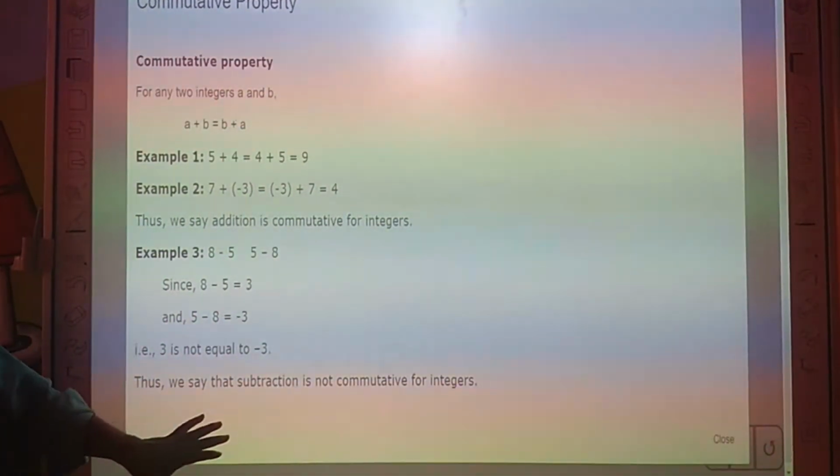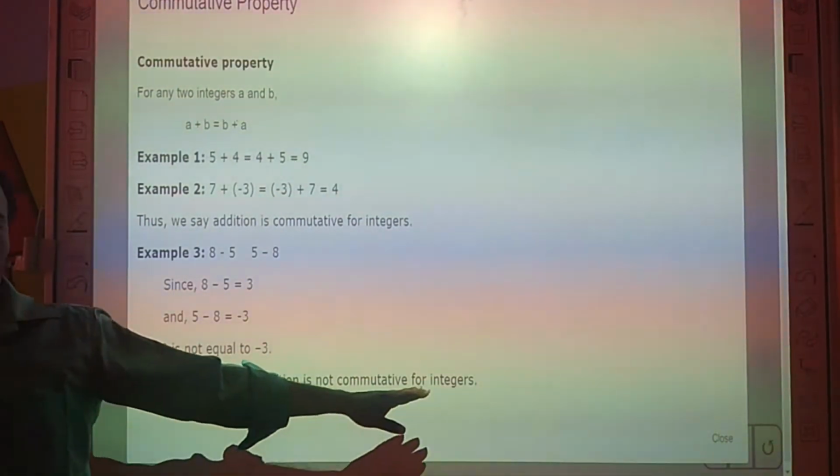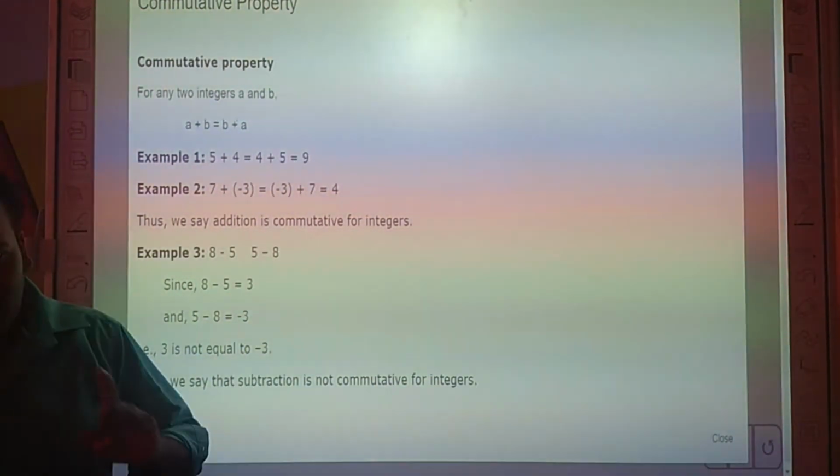But one condition that we say: subtraction is not commutative. Listen here, subtraction is not commutative.